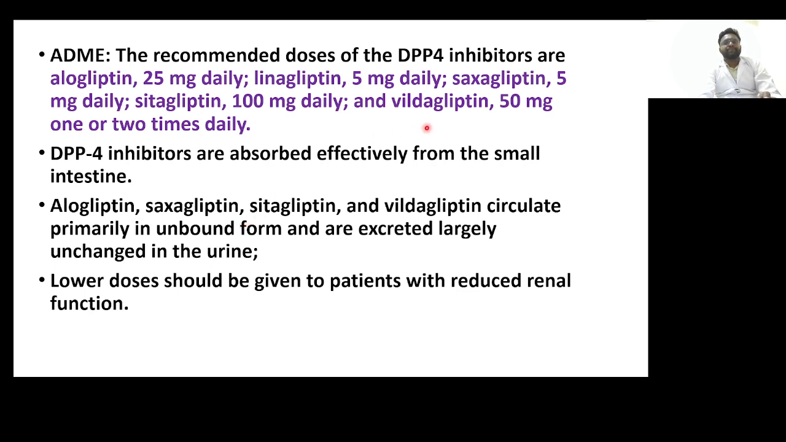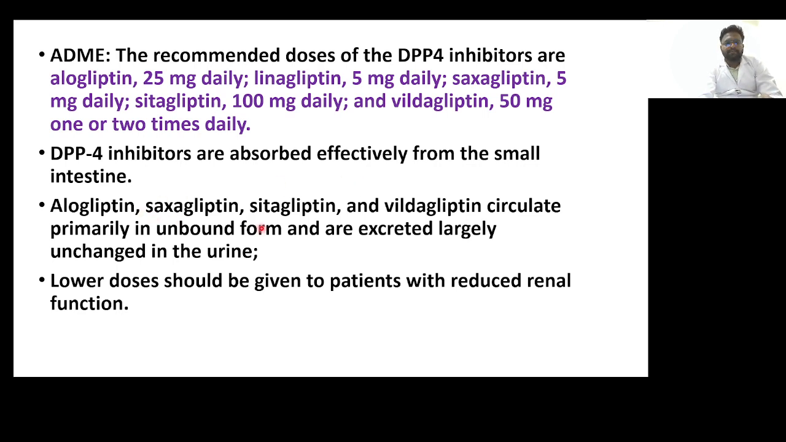Coming to the dose of DPP-4 inhibitors, alogliptin dose is 25 mg daily, linagliptin is 5 mg daily, saxagliptin is 5 mg daily, sitagliptin is 100 mg daily, and vildagliptin is 50 mg 1 or 2 times daily we can give. These DPP-4 inhibitors are absorbed effectively from the small intestine.